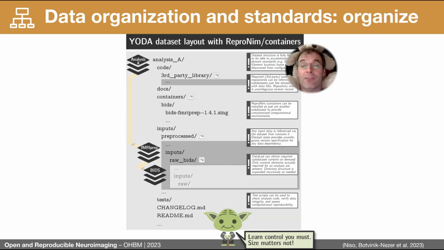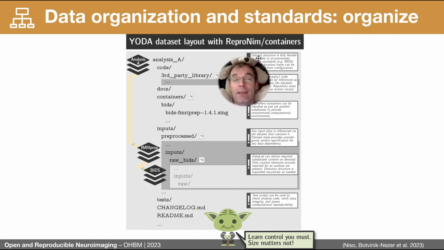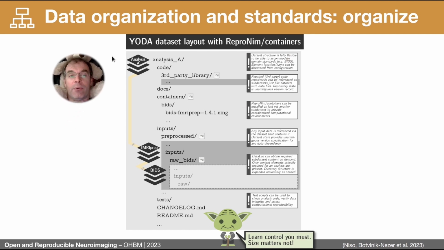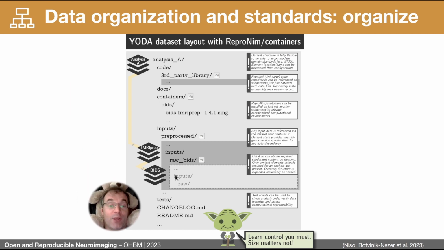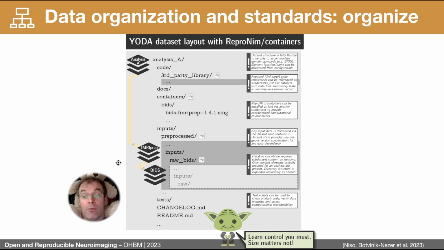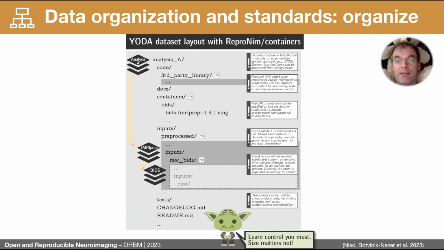But how could it else look on the hard drive? Here is a kind of prototypical example of that analysis folder, which contains code, which might have pointers to a third-party library, has containers, has inputs, and ideally it should be well described. So you should have at least a README.md where people could go and discover what the heck this dataset or folder is about, right? And here YODA comes and tells us that learn controls size matter or not, but we'll wait for that.